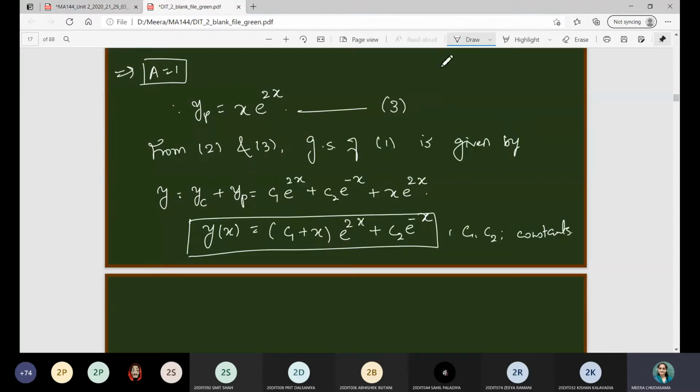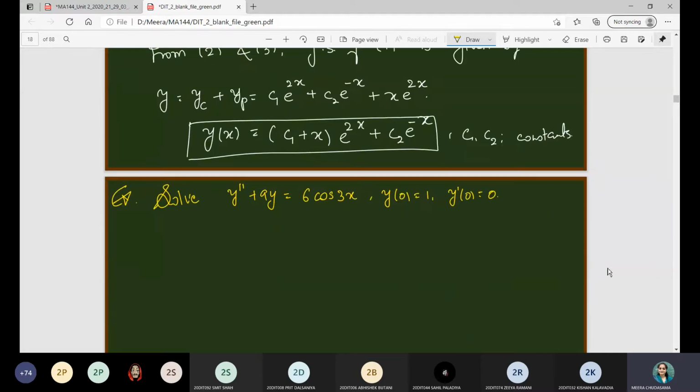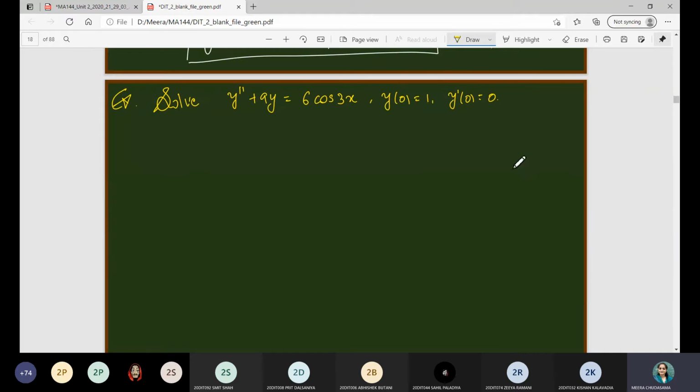So the example is, let me write it. Solve y double dash plus 9y is equal to 6 cos 3x, y of 0 is equal to 1, y dash of 0 is equal to 0. So this is the question we are asked, using the method of undetermined coefficients that I am not going to write. You first quickly find the roots of the auxiliary equation and let me know what the complementary function will be here.